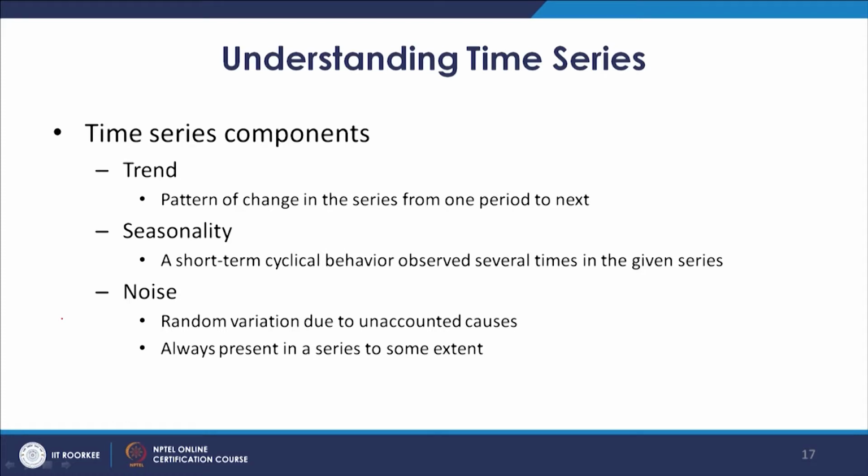So, there is always going to be some noise associated with or present in a series. So, these are the 4 components. The first one is the level, the overall average values taken by the series.